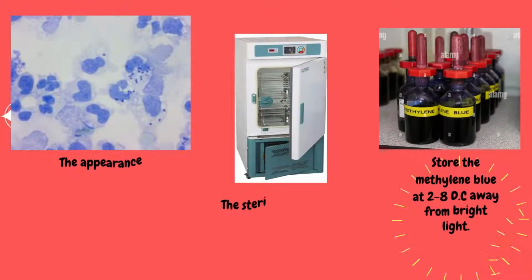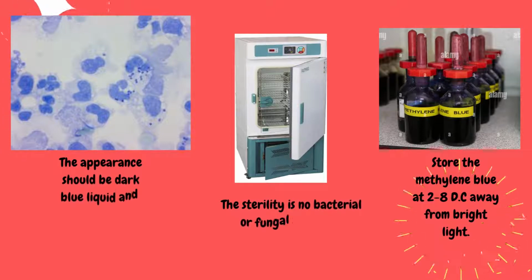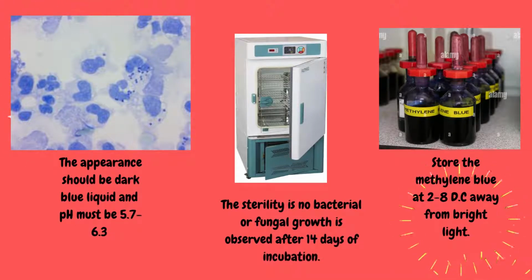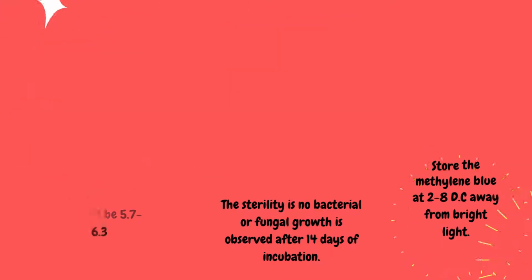Next, for new methylene blue, the appearance should be dark blue liquid and pH must be 5.7 to 6.3. For sterility, no bacterial or fungal growth is observed after 14 days of incubation. Store the methylene blue at 2 to 8 degrees Celsius away from bright light. Lastly, use methylene blue before the expiry date given on the product label.